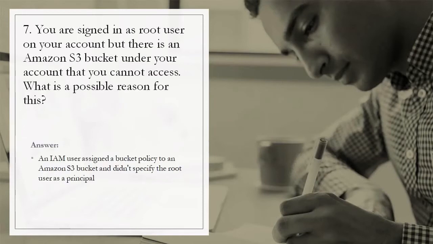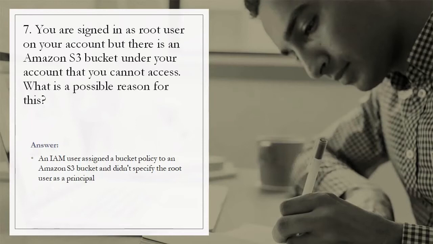Question number 7. You are signed in as a root user on your account, but there is an Amazon S3 bucket under your account that you cannot access. What is the possible reason for this? Answer: an IAM user assigned a bucket policy to an Amazon S3 bucket and did not specify the root user as a principal. Out of 4, whatever is mentioned here is the right one, but the answer may differ in your case as well, so make sure you select the right one. Let's understand the explanation about this answer.